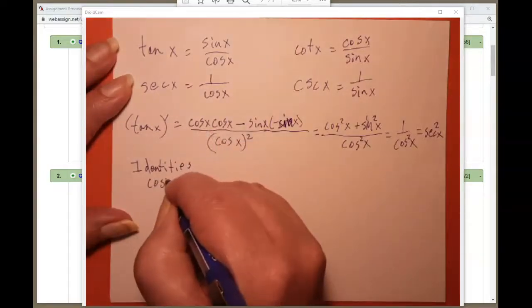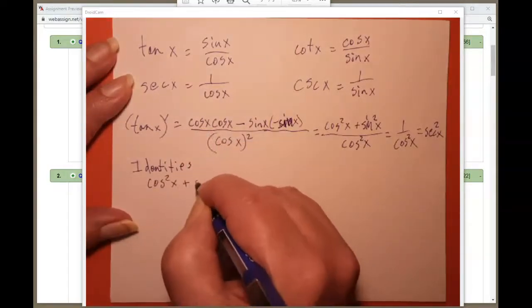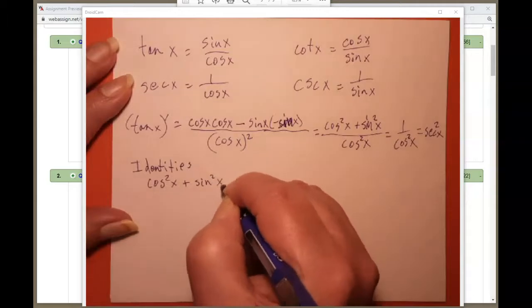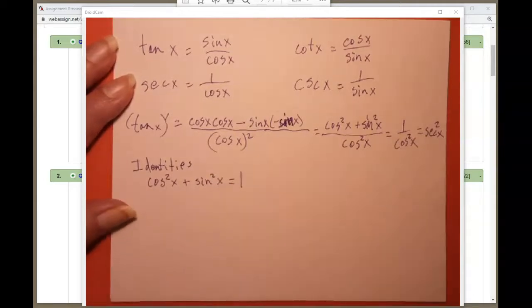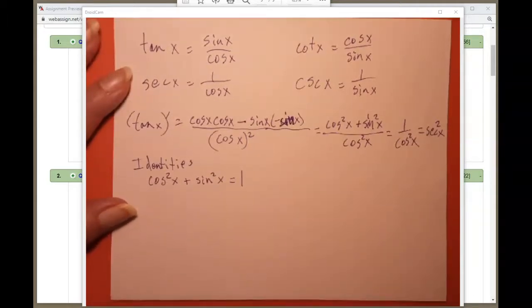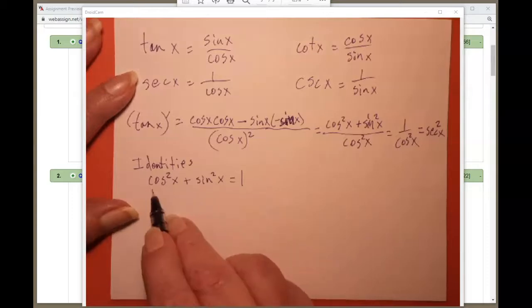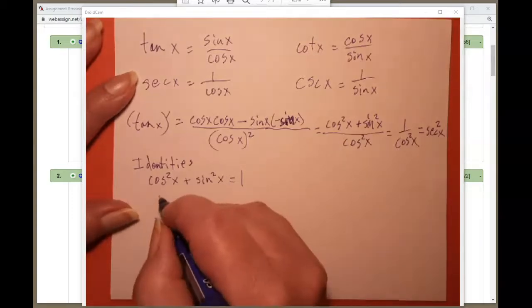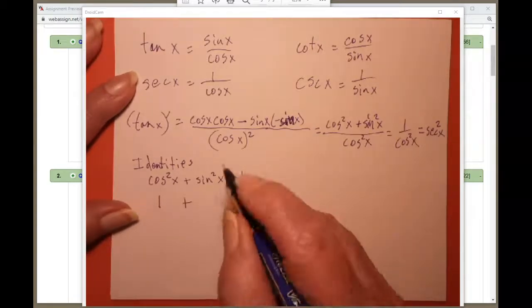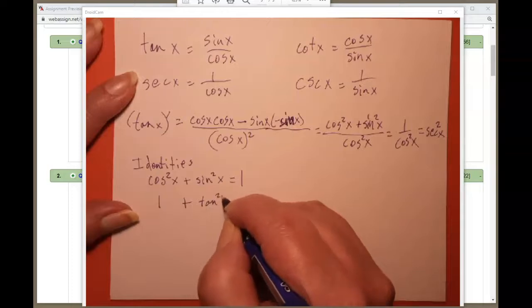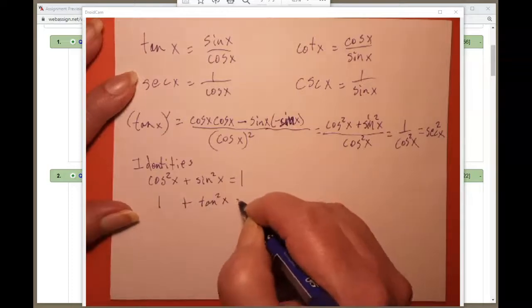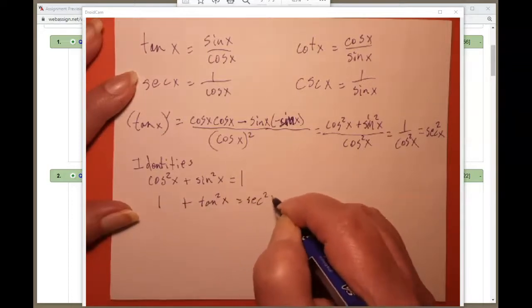Cosine squared plus sine squared, or sine squared plus cosine squared, is equal to 1. That's a known identity in trigonometry. If I divide all this by cosine squared, I end up with 1 plus tangent squared, since sine over cosine gives me tangent, and 1 over cosine squared gives me secant squared. So there's my second identity.